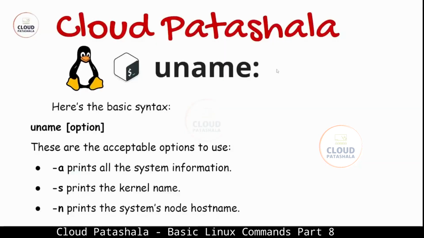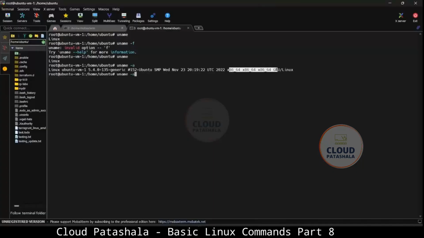Apart from that, if you want to see the kernel information, you could say -s, which is this, and -n would print you the node's name, which is Ubuntu VM 1. So -a would give you a detailed list of all the information that is needed.